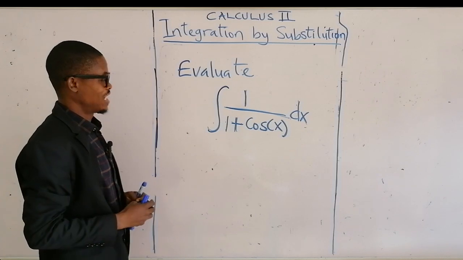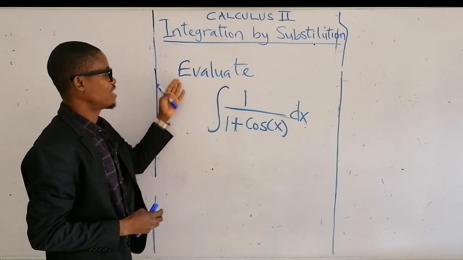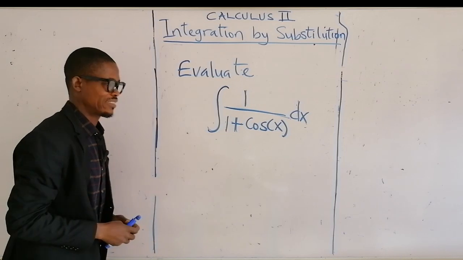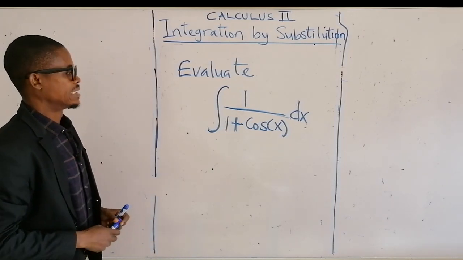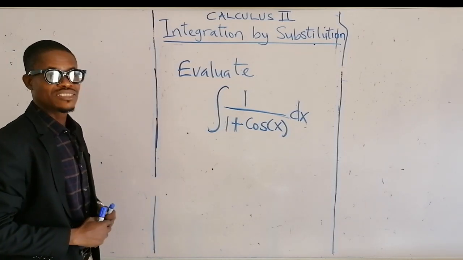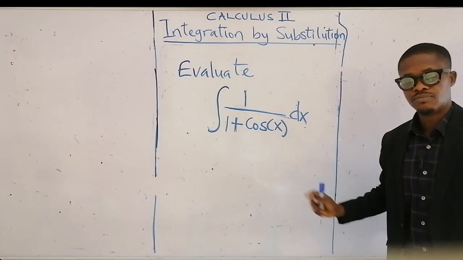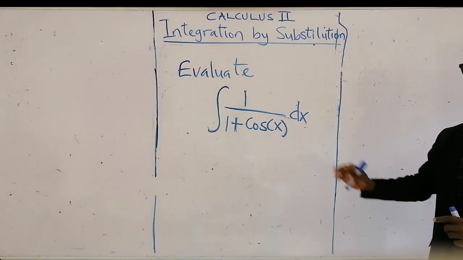Welcome to my channel. We have this question: evaluate the integral of 1 over 1 plus cos x. If you check this question, there is no direct table formula. Is that the end of the road? No. So what do we do?